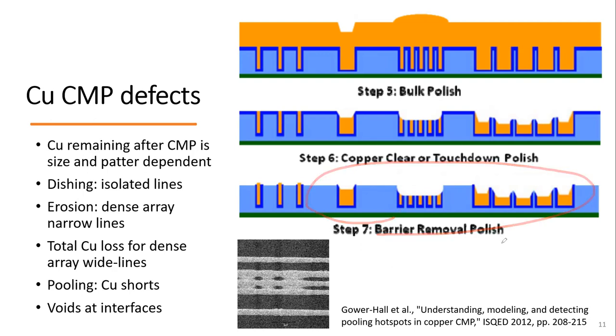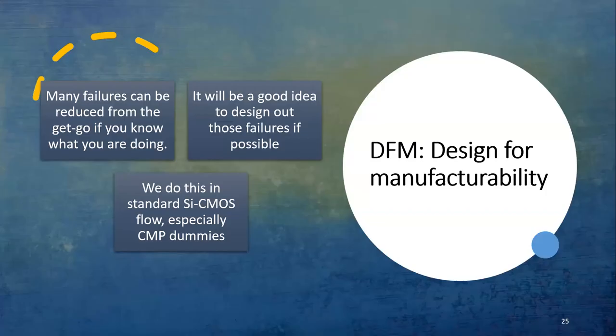So this problem cannot be exactly removed, but can be significantly reduced by putting dummies everywhere, so everywhere looks the same to a polisher. That's the idea of the so-called dummy. But can you do dummy with the TSV via? I don't know. I haven't seen that yet, but it's a good idea.